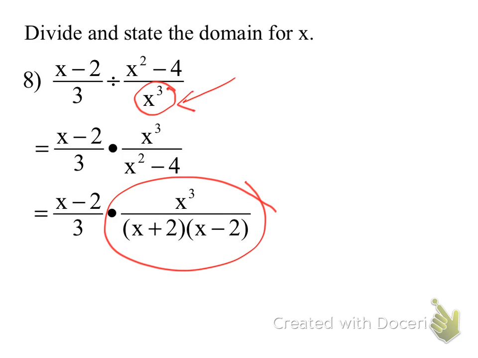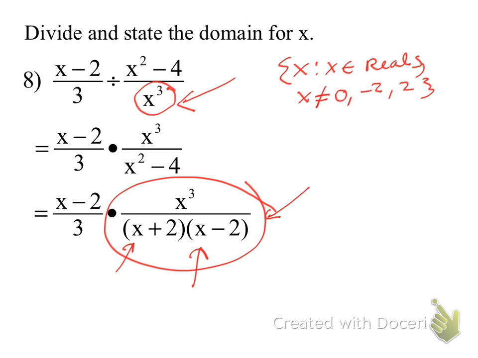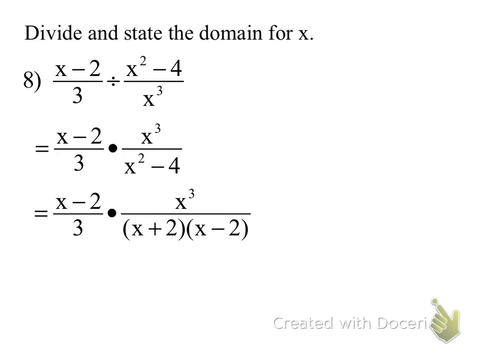Because at one point in time, that x cubed was in the denominator. And now we have this in the denominator. Does that make sense? So my domain is x such that x is an element of the reals, and x cannot equal what? 0, negative 2, and positive 2. Close. What? Right here. And when this was in the denominator here, if that's a 0. Okay? So we have 3 different restrictions.